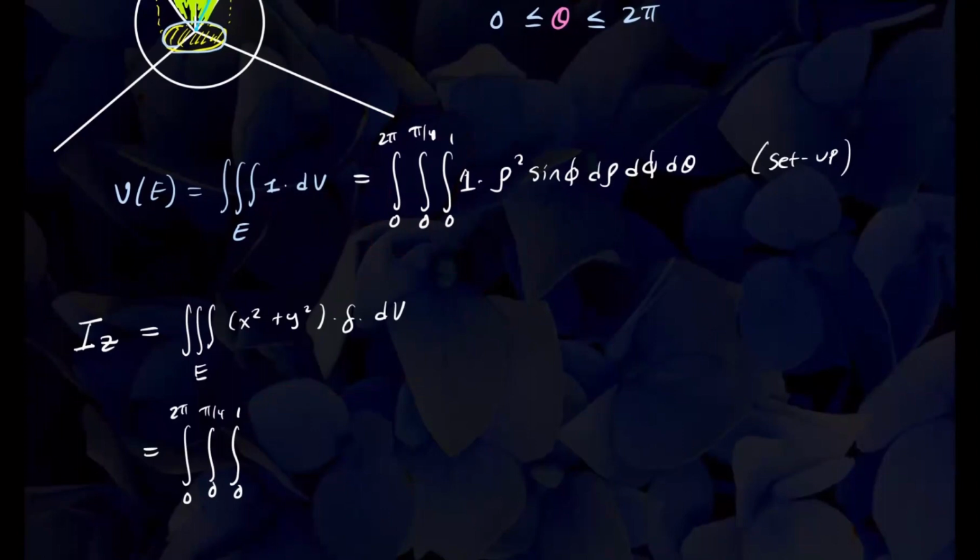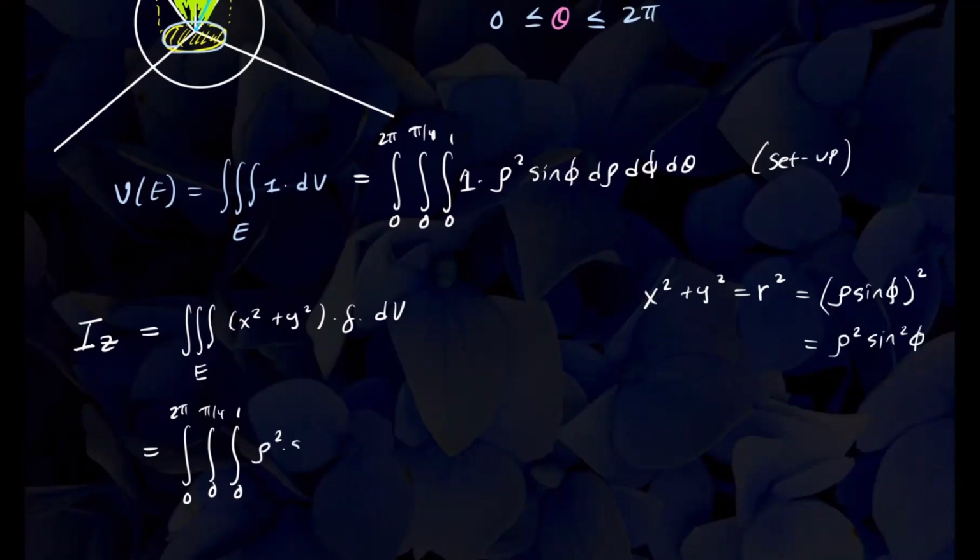And then we have x squared plus y squared. Well, in spherical coordinates, this has got to be changed. I know this is equal to r squared from cylindrical. Now, in spherical, r is rho sine phi. So this is going to be rho sine phi, and we square it, which is really rho squared sine squared phi. So our integrand will have rho squared sine squared of phi.